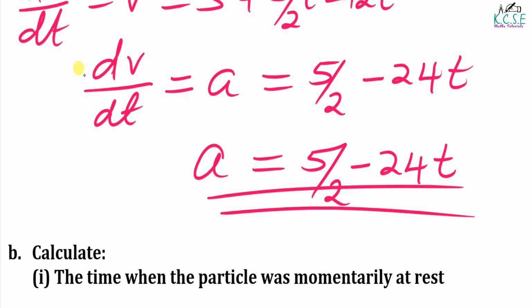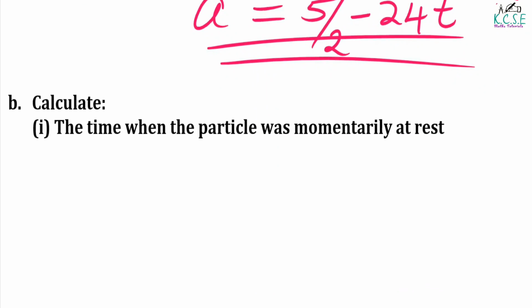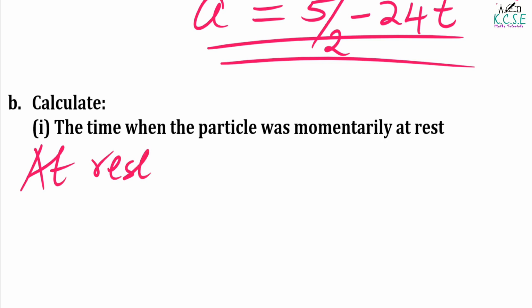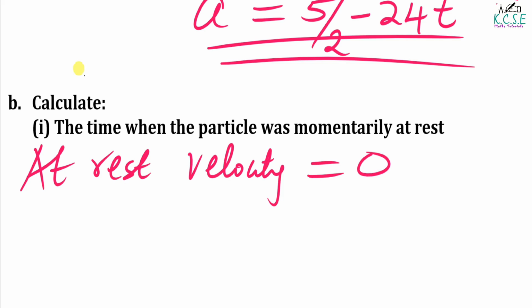So that is the first solution. Now we go to part 2 of the question: the time when the particle was momentarily at rest. One thing we are supposed to note is that when the particle is at rest, velocity is 0. That is very important.